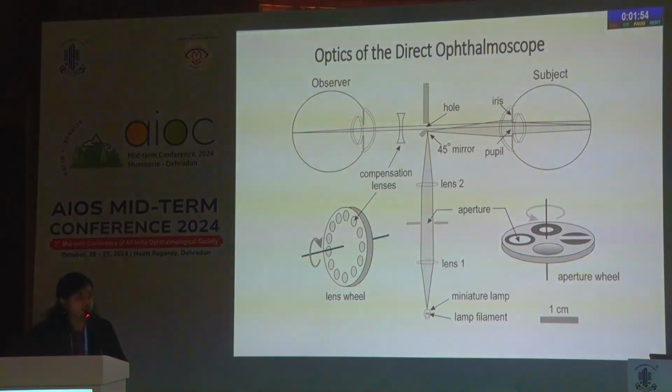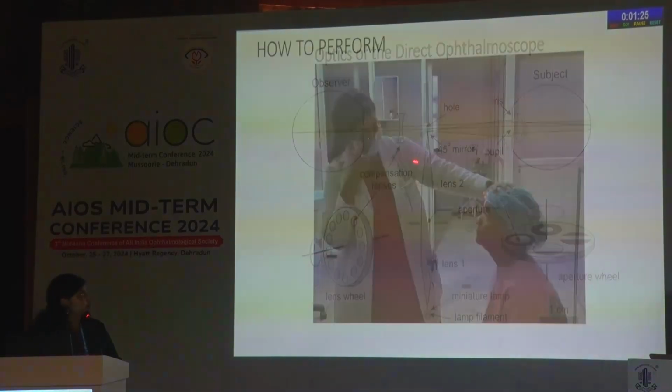Coming to the optics of the direct ophthalmoscope, from the lamp filament, the rays of light condense on the lens 1 and pass through a small aperture in the ophthalmoscope, as mentioned previously. Then on the lens 2, which further condenses the rays of light onto the reflecting mirror at an angle of 45 degrees. From there the rays of light pass out into the subject's retina and refract back to the hole in the ophthalmoscope, onto the compensating lenses, and form the image on the observer's retina.